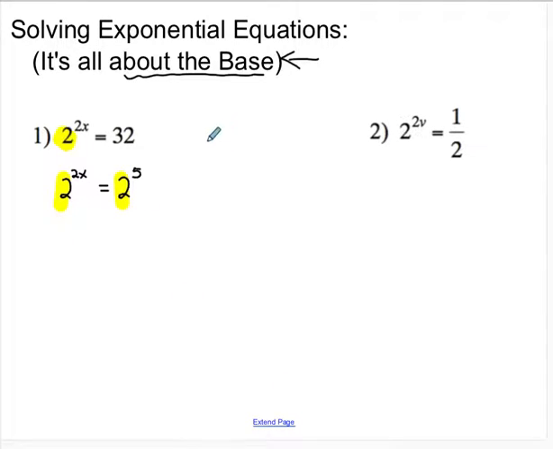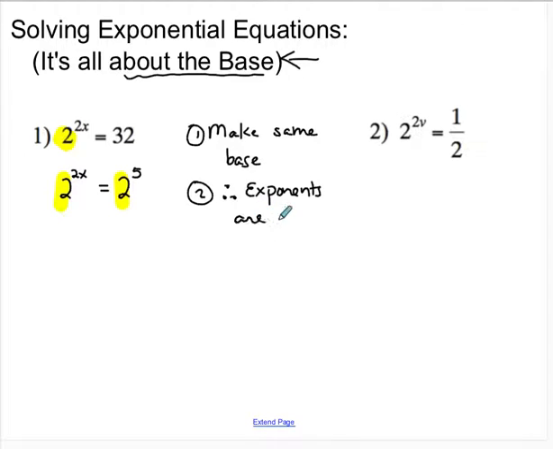Okay. So just to list out the steps here, the first thing we did was to make the bases the same. And then that means that therefore the exponents are equal. So if these bases are the same, therefore the exponent of this, the 2x, must equal 5.